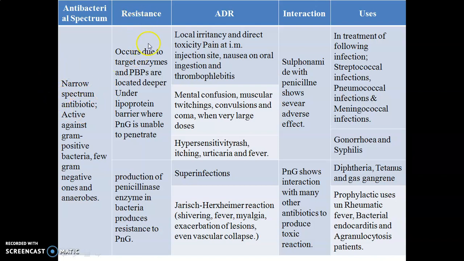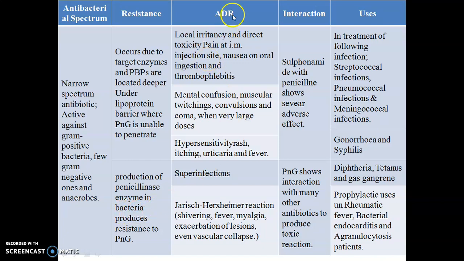Then resistance. Resistance to penicillin occurs due to the penicillin binding protein which is located on the deeper side of the bacteria, and hence the penicillin is not able to penetrate up to that deepest side. Then the production of the penicillinase enzyme inside the bacteria causes the breakdown of the beta-lactam ring.